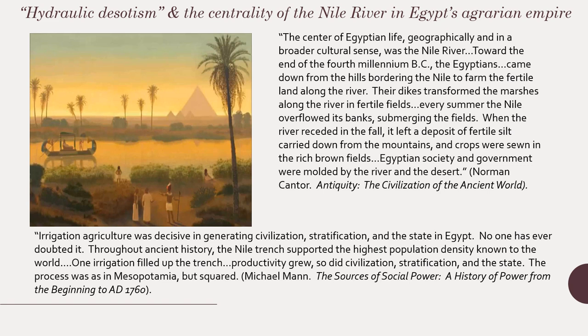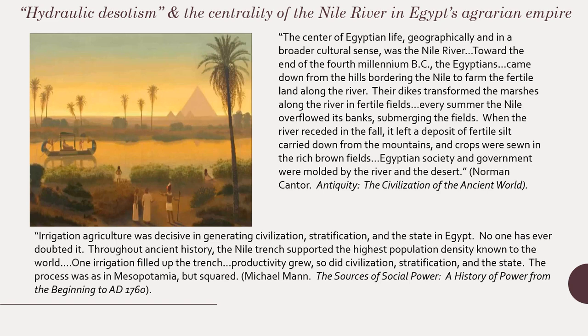Norman Cantor, great scholar, expert on the Middle Ages, but wrote a really good book also, you see here, called Antiquity, the Civilization of the Ancient World. He says, the center of Egyptian life geographically and in a broader cultural sense was the Nile River. Toward the end of the 4th millennium BC, the Egyptians came down from the hills bordering the Nile to farm the fertile land along the river. Their dikes, meaning like dams, transformed the marshes along the river into fertile fields.